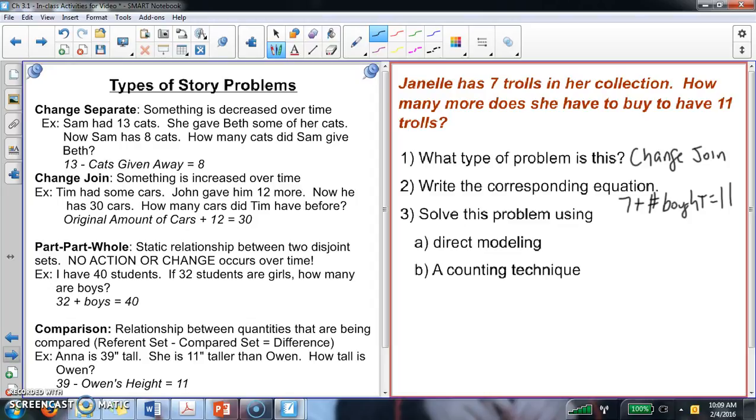So if I'm thinking about how could I go about solving this problem, direct modeling, what you'll see students do is they could lay out 7 blocks and then see how many more blocks they need to get up to 11. And they'd see, oh, I need 4 more blocks. A counting technique would be to take your hands and put 7 fingers up and then count using your fingers. How many more fingers do I have to use to get to 11? So it starts 7, 8, 9, 10, 11. Oh, that took 4 fingers. That would be my counting technique.